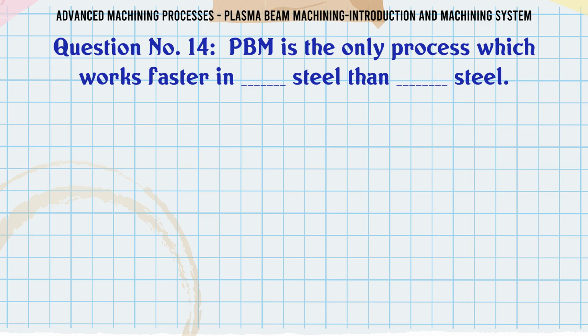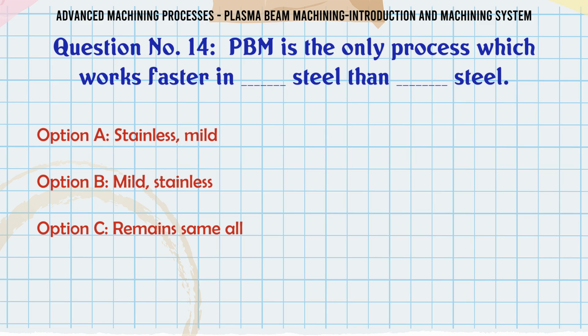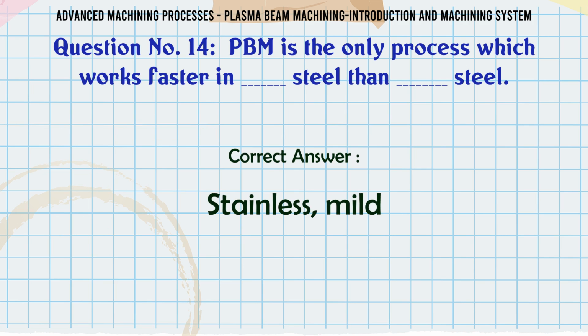PBM is the only process which works faster in stainless steel than mild steel. A. Stainless, mild. B. Mild, stainless. C. Remains same. D. All of the mentioned. The correct answer is stainless, mild.